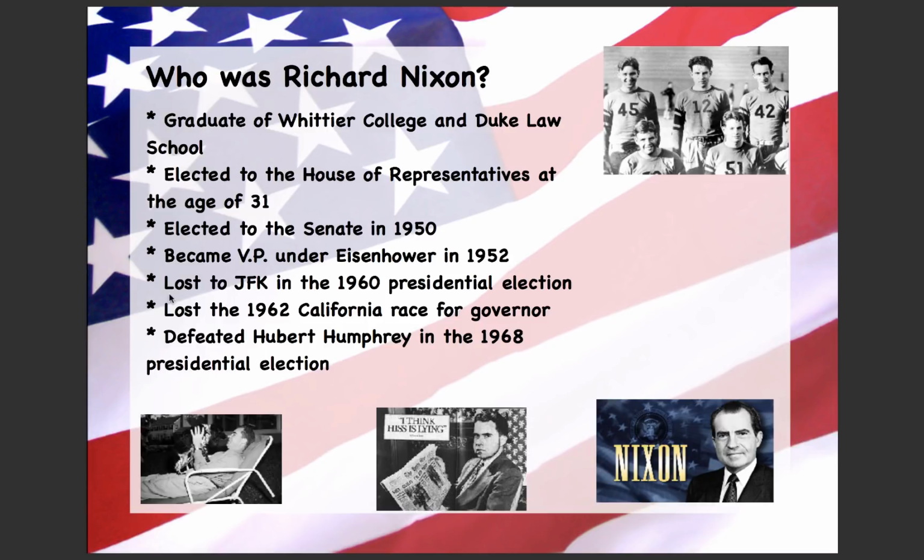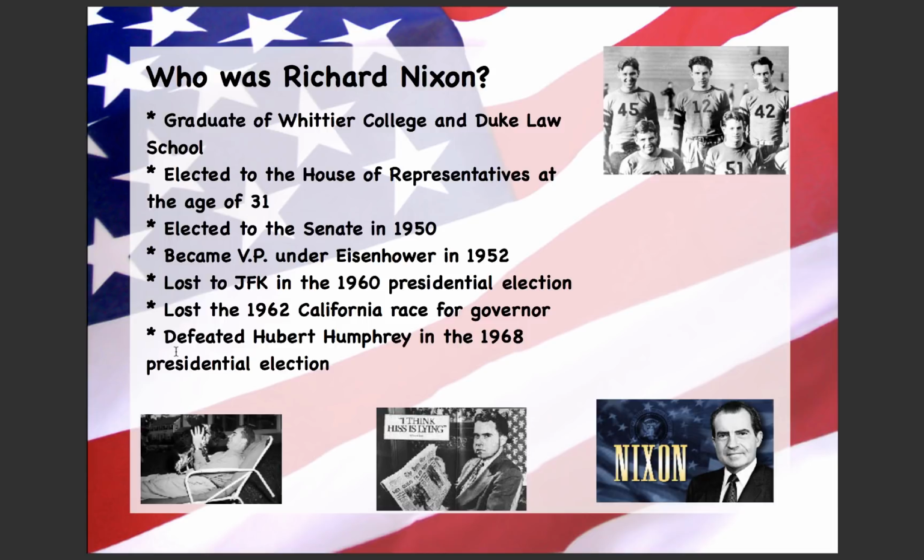At the young age of 31, he was elected to the House of Representatives from California. You have to be 25, by the way, to run for the House. It's 25 for the House, 30 for the Senate, and 35 for the presidency. And he had a very distinguished career early on in the House of Representatives.